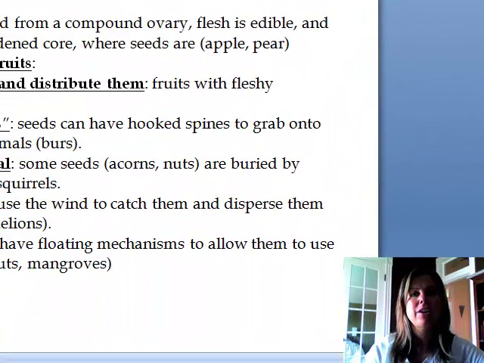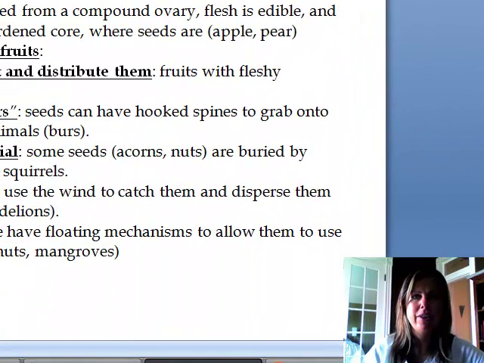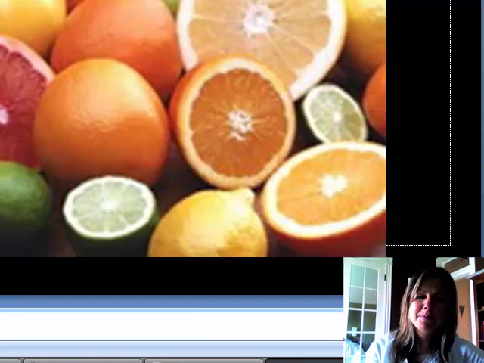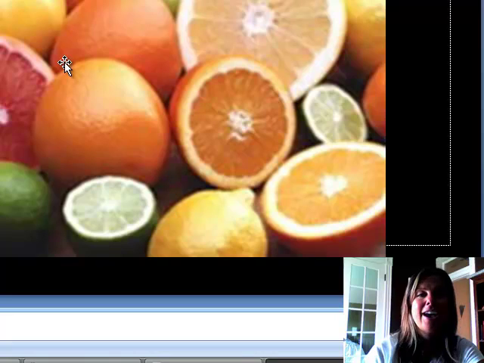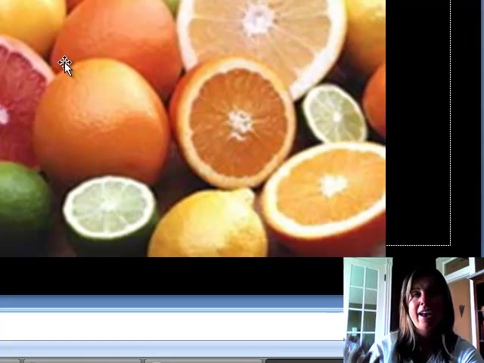Okay, hesperidium. A hesperidium is going to have a very thick outer skin and then multiple seeds inside, and that's going to be the citrus family: grapefruits, lemons, limes, oranges. Pretty cool thing about these is that you can actually graft them onto other citrus trees, and you can have a tree, I actually had one in Florida, that had multiple types of citrus growing off of it.